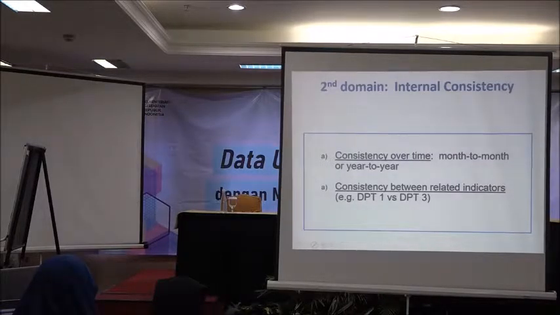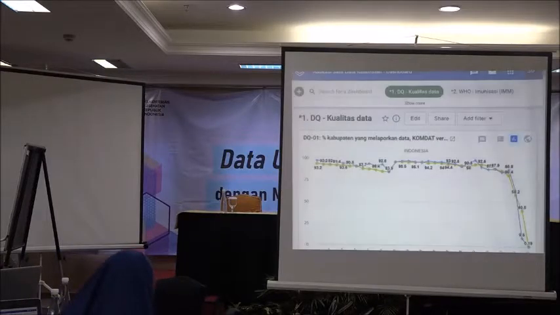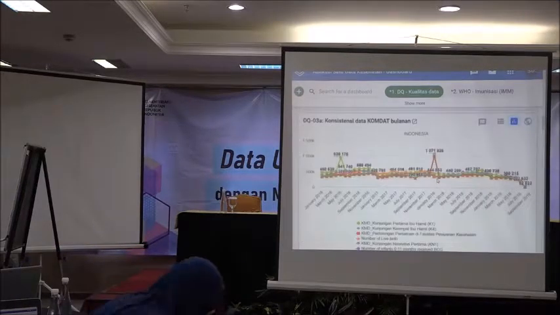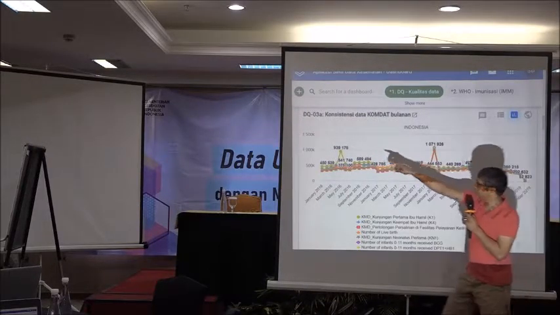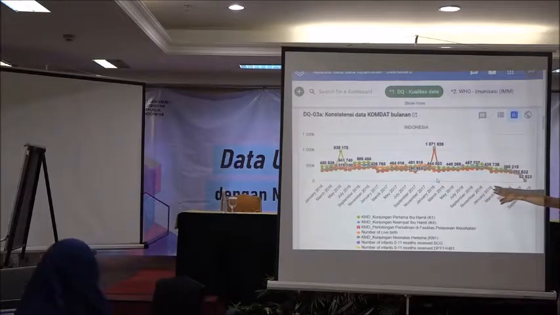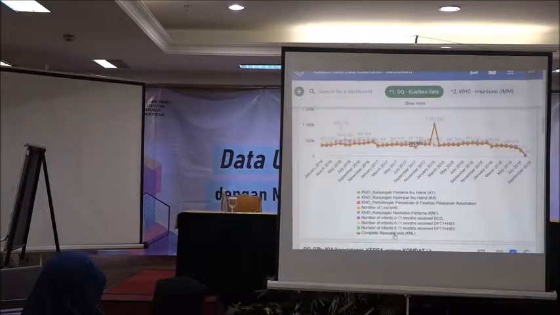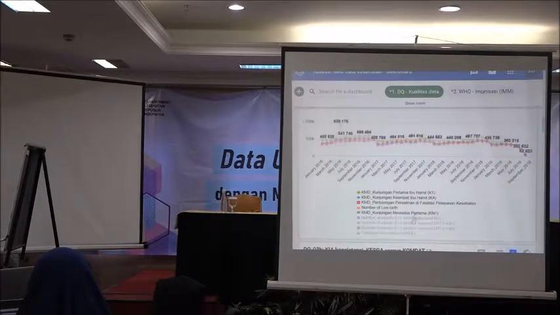So internal consistency is not strictly related to time, but there are two aspects: first, in terms of time, and second, between indicators. For example, from month to month, year to year. I'm going to use this chart, DQ03, to explain these two concepts. When I talk about consistency from month to month, quarter to quarter, or year to year, what we're looking at is the variation of data between different periods for the same indicator or data element.